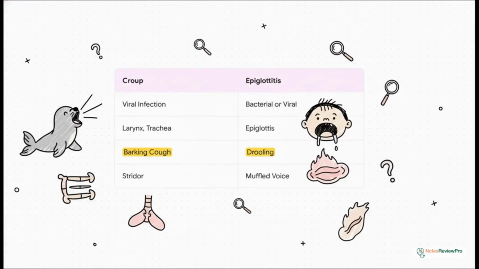So how do you tell this apart from something like croup, which is also really common in kids? Well, you just have to look at the main symptom. Croup has that very distinct, loud, seal-like barking cough. Epiglottitis, on the other hand, has that telltale drooling. Being able to tell the difference is a really critical detective skill.